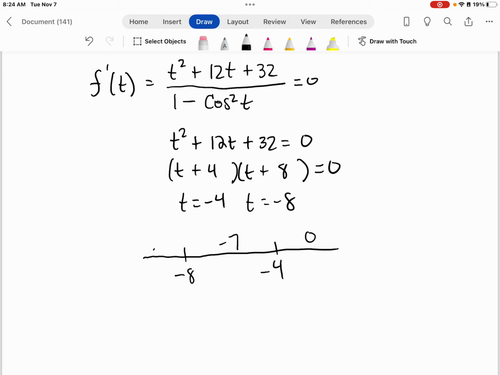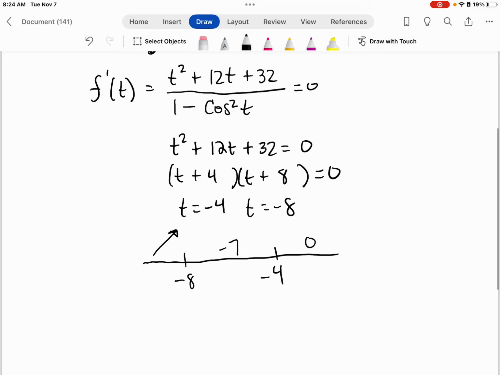So when I plug in -10 into the derivative, I'm going to get a positive number. So this interval here is positive, which means it's increasing. When I plug in -7 into the derivative, I'm going to get a value that is negative, which means on this interval it's decreasing. And then when I plug in 0, I'm going to get a positive number, which means it's increasing.